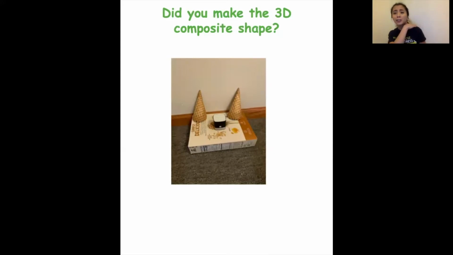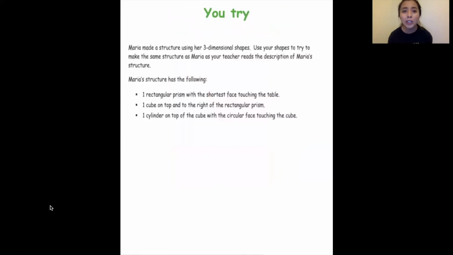If it does, pat yourself on the back if you were able to draw and picture what this 3D composite shape looks like. So remember, 3D shapes you can find anywhere around your home or when you take a walk outside. There are so many 3D shapes that you can find in lots of different places. For now, let's see if we can figure out the 3D composite shape that Kipster Maria was trying to make. So instead of using actual 3D shapes, we're just going to try and draw it out. But if you already have your 3D shapes ready, you can try and make the structure that she made. So let's see what she was trying to make.